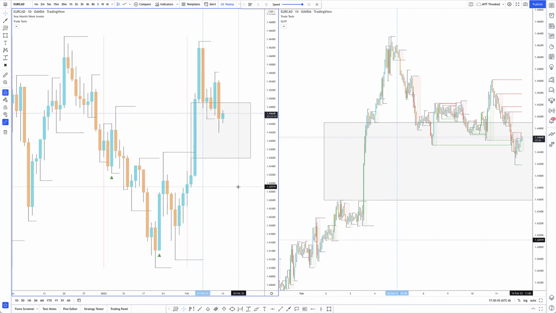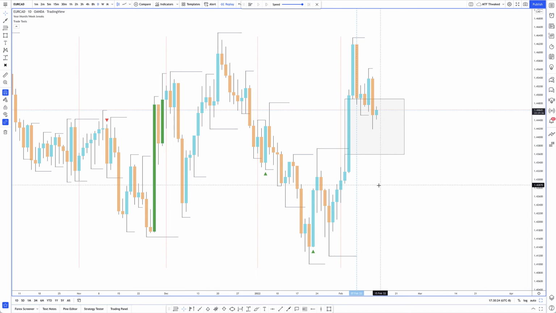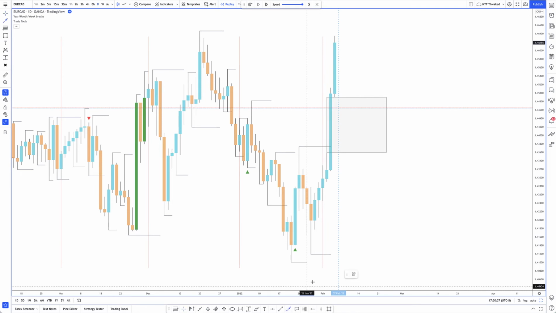So let's look at this new pair. This pair is EuroCAD, and on EuroCAD we got a signal for a fair value gap over here, this signal. So when this channel completed, it formed a fair value gap over here, and obviously when this fair value gap was supposed to be mitigated, we would have got a signal.